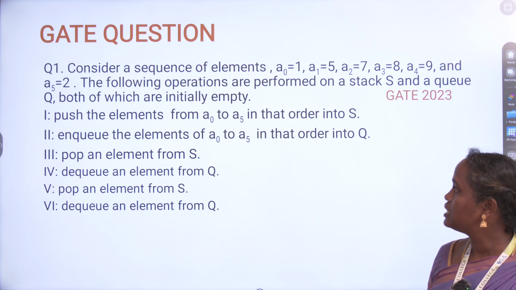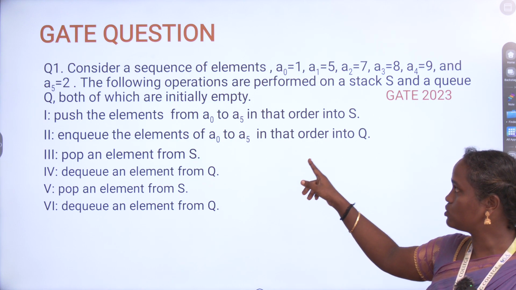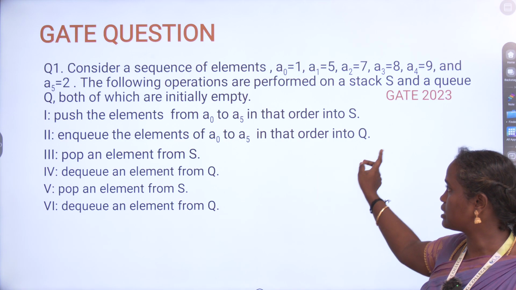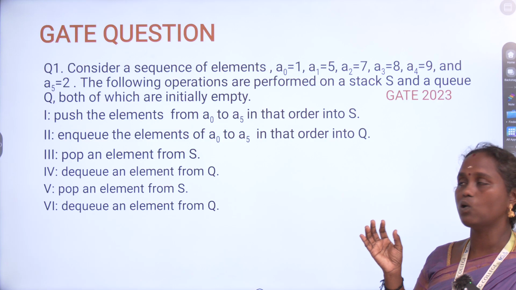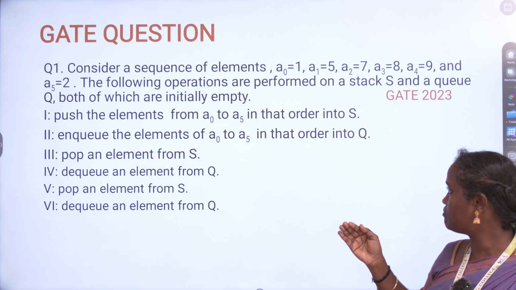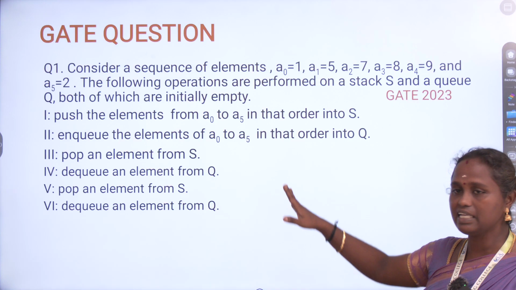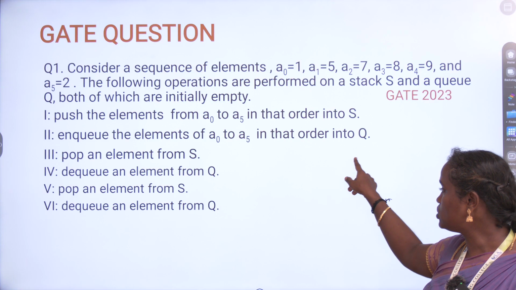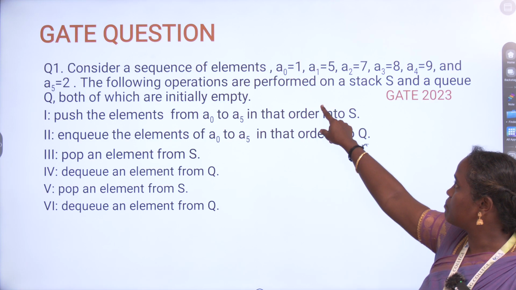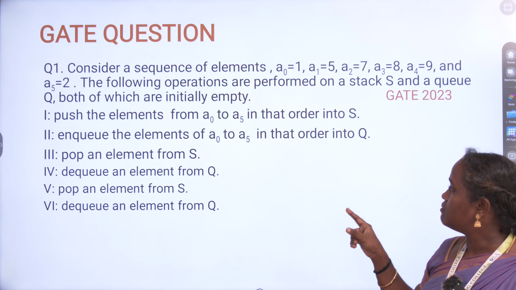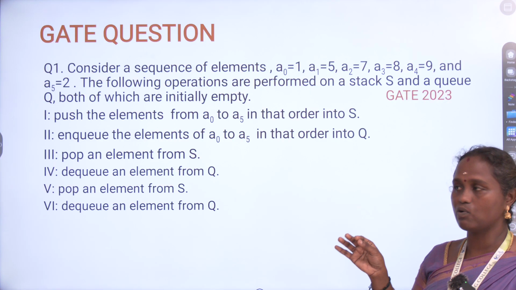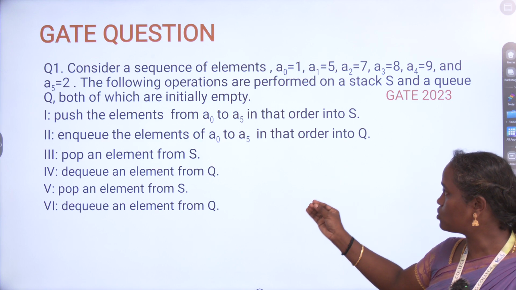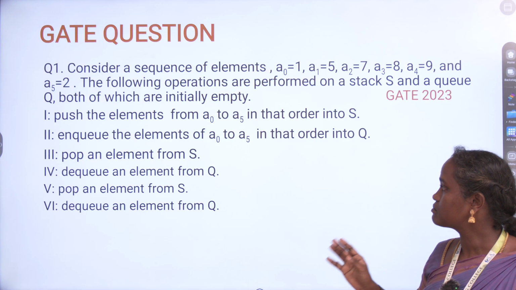Okay, so what's the first thing? Push the elements from A0 to A5 in that order into S. S means stack. So we have to push all the elements from A0 to A5 into S. What's the second thing they have given? NQ the elements of A0 to A5 in that order into Q, which means again from A0 to A5 we have to insert the elements. What is meant by NQ? We have to insert, right? So insert all the elements from A0 to A5 into the queue.